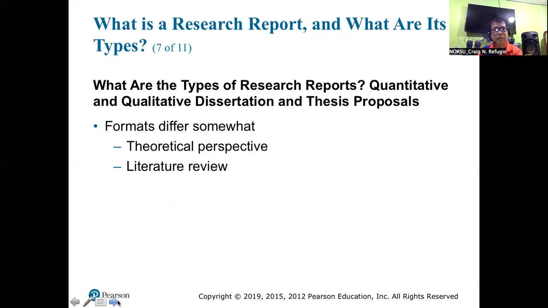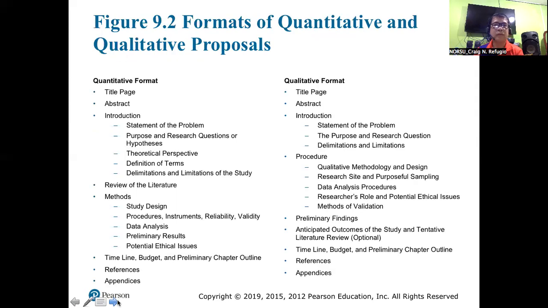And in terms of formats, the formats differ in many ways. They differ in terms of theoretical perspective. They differ in terms of literature review. And in figure 9.2, formats of quantitative and qualitative proposals.